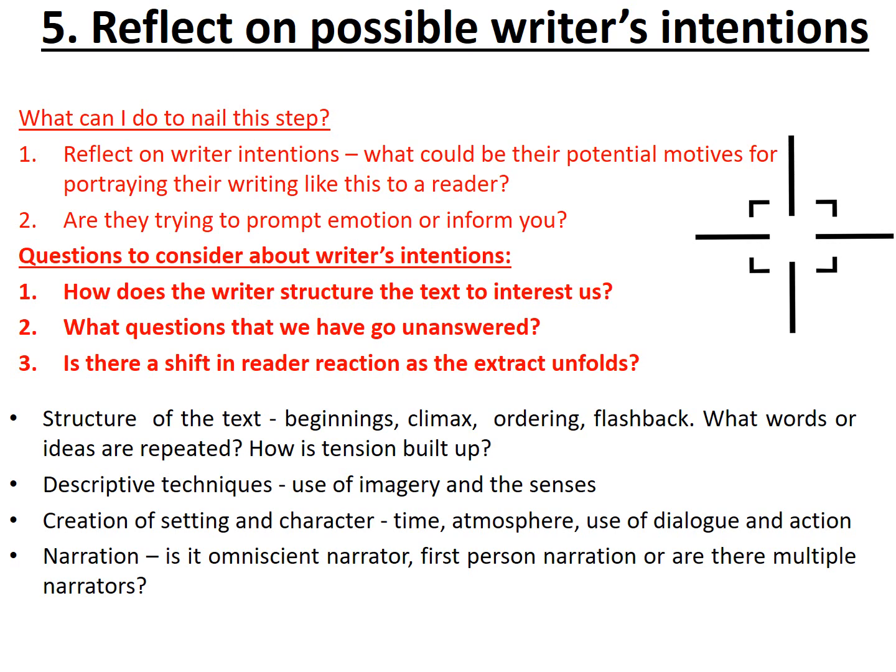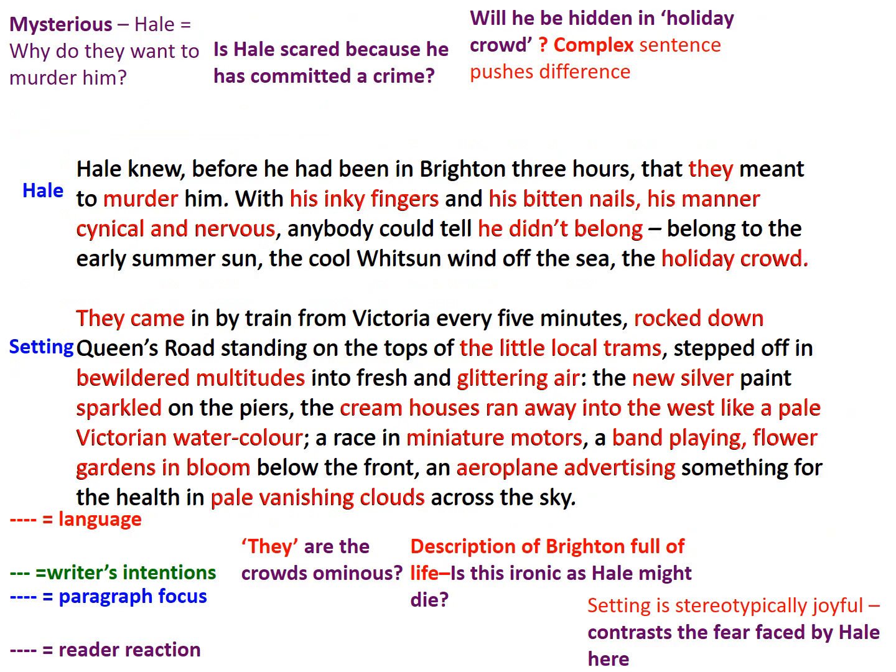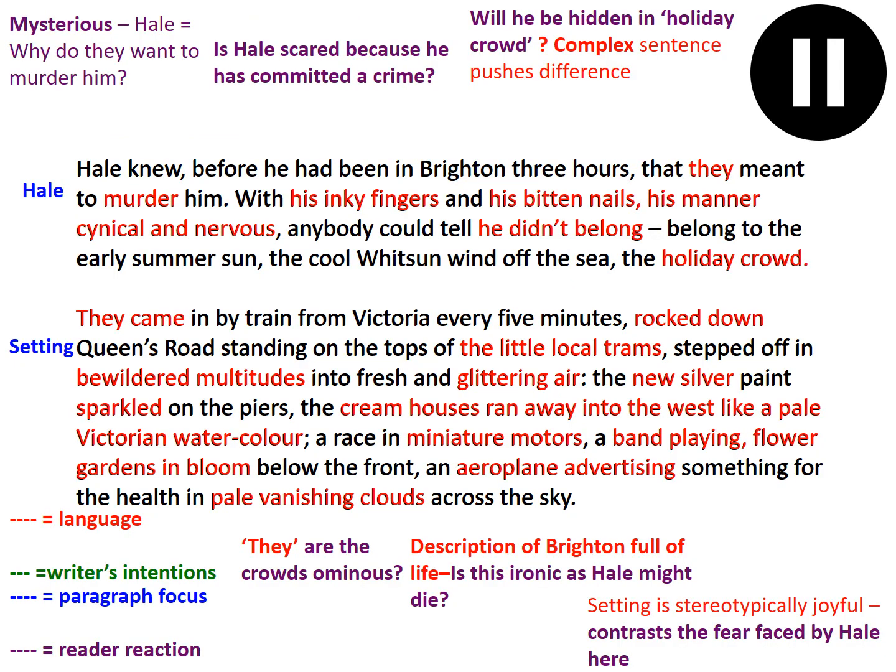And finally, the narration. Is it omniscient? That means an all-powerful narrator who's narrating in the third person. Is it a first-person narrator who seems vulnerable? Or is there more than one narrator in operation? All of these things bring out for you questions that you need to have answers to as to why a writer would craft in this way. Hit pause if you want to try it yourself first.